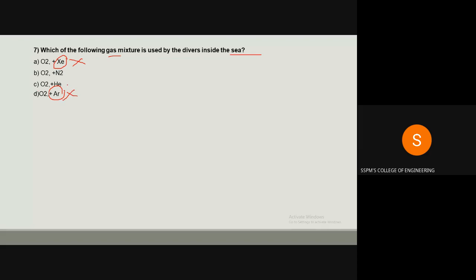Then oxygen and helium. It is also an inert gas. It is used in balloons. So it is also not found in the sea.